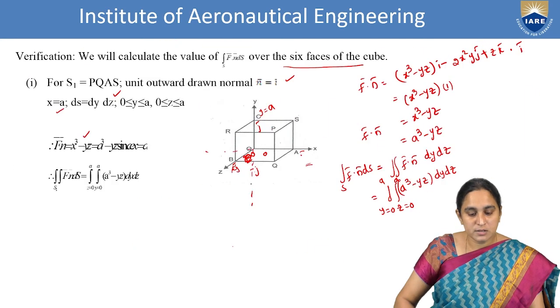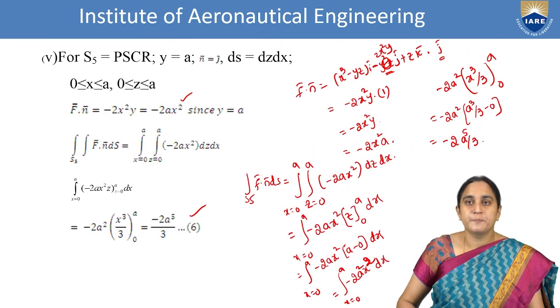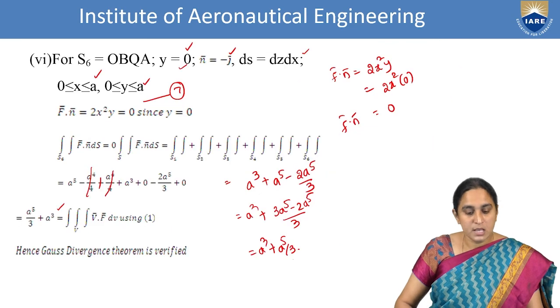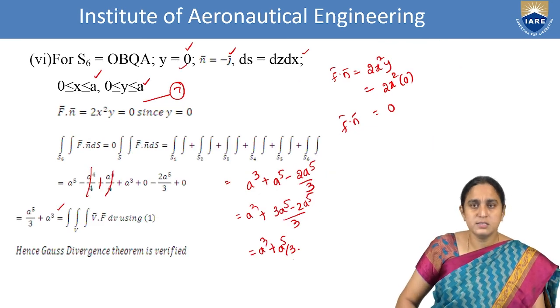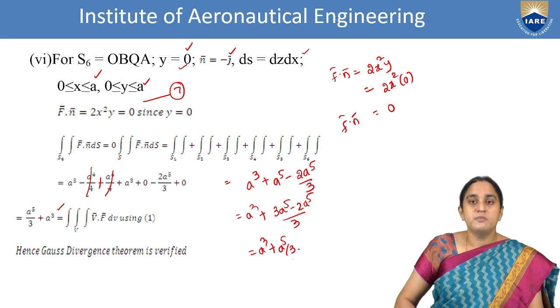What is the final answer for that? A power 5 by 3 plus a cube. Okay, this is the concept of the Gauss divergence theorem. Next session, we will discuss some other problems on the next topic. This is very, very important.